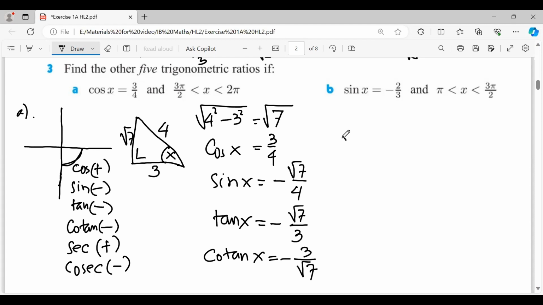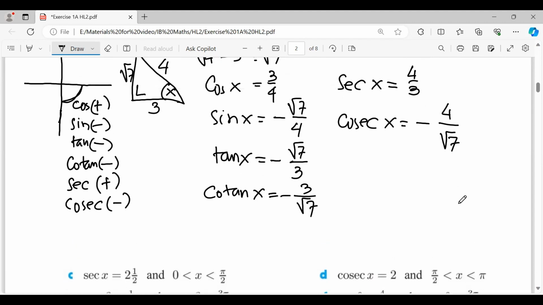Secant x. Secant is the opposite of cosine. This one. So positive 4 over 3. After that, cosecant. Cosecant x equals negative because on quadrant 4, cosecant is the opposite of sine. It becomes negative 4 over root 7. Okay. Next, B.